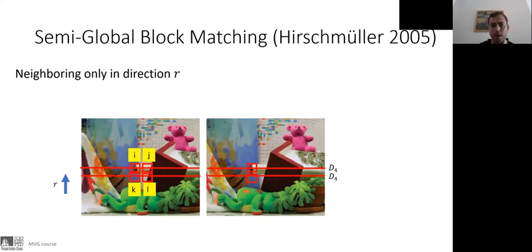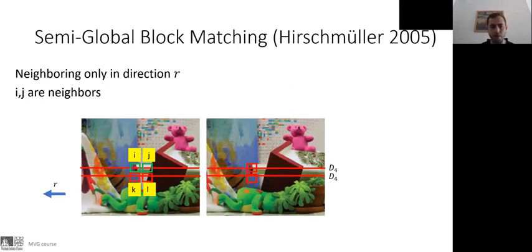Another contribution is that they consider neighboring only in one direction. That's why it's called semi-global. Before, the graph cut was called the global matching solution because it considers global smoothness in all directions. Here, they introduced the idea of considering neighboring only in one direction. So for example, here the direction is the upper Y direction. If that's the direction that we consider, then L and J are neighbors, K and I are neighbors, but I and J are not neighbors, and K, L are not neighbors. So we consider neighboring only in one direction.